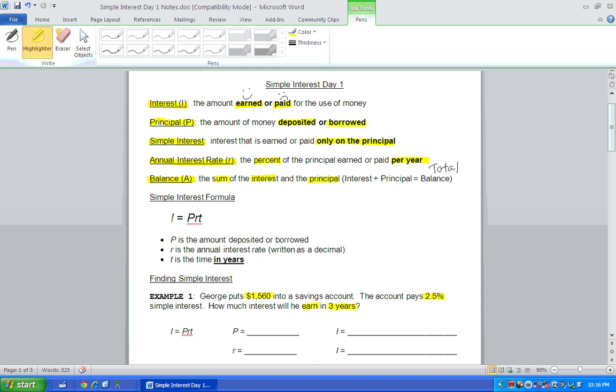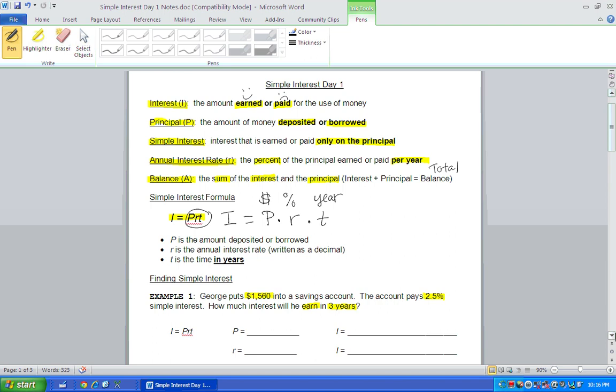So our simple interest formula, what does that mean? So what that means is to find interest, we are going to multiply principal. And remember, that's going to be a dollar amount. That's either how much you deposit or borrow, times rate. Rate will always be a percentage, times time. And time is always in years. Because remember in math, when we have variables right next to each other, it means to multiply.